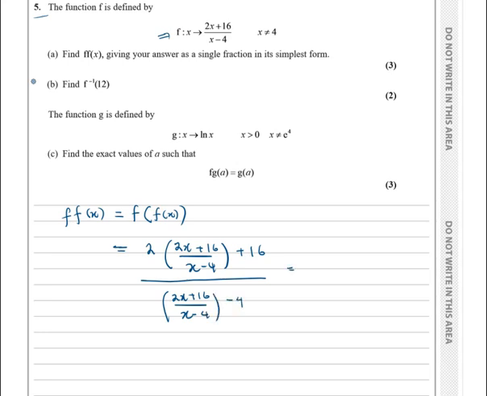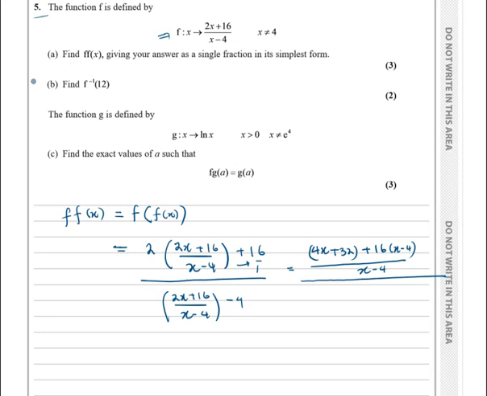Remember, when you're adding fractions, you get the same LCM. So this function is multiplied by x minus 4. So what you have is 2, and I'm going to open the bracket straight away. We have 4x plus 32 plus 16 into x minus 4. Now, all of it is over x minus 4. That's the numerator. Now we have the denominator.